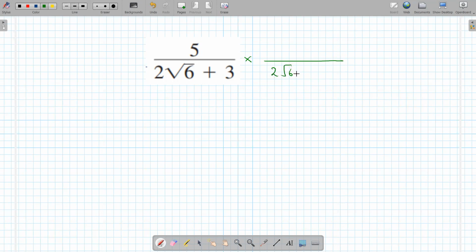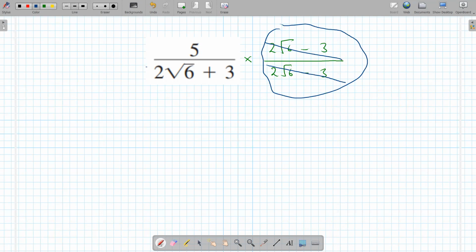So it'll be this, like that. On the top, on the bottom, same thing on the top. And why can we do this? Why are we randomly multiplying by something? It's because this thing, in essence, is just a 1, because you can cancel out the entire thing on the top and the bottom. So you're multiplying by a 1. That's why you're allowed to do this.